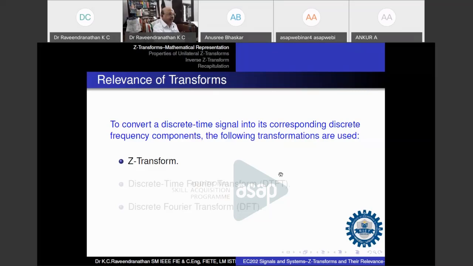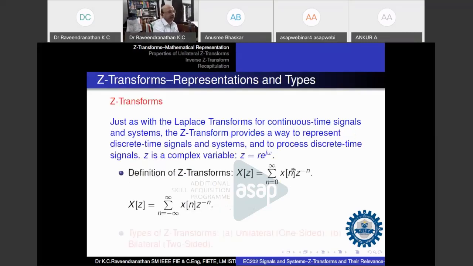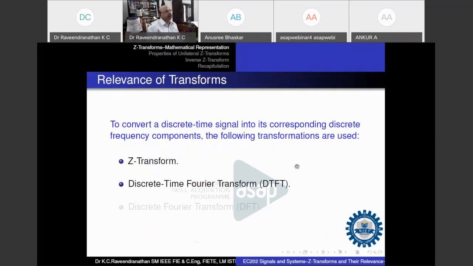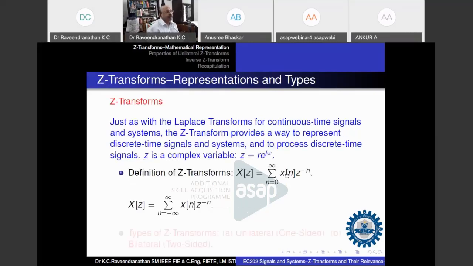There are two other very close transforms. One is the discrete time Fourier transform, and we will try to find a relation between DTFT and Z transform also. We also have the discrete Fourier transform. I think the latter two have been discussed in previous modules of the course, EC 202 Signals and Systems. So let us look into the mathematical definition of Z transforms.